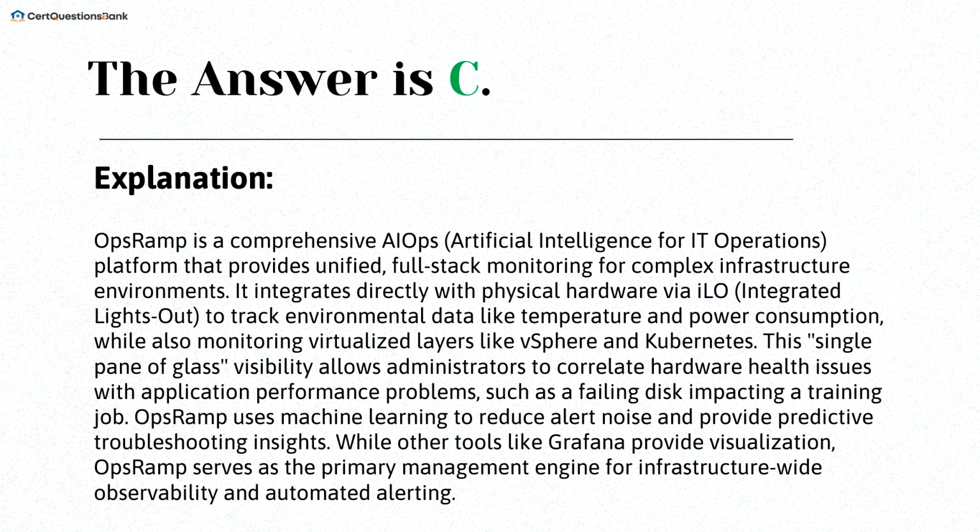This single pane of glass visibility allows administrators to correlate hardware health issues with application performance problems, such as a failing disk impacting a training job. OpsRamp uses machine learning to reduce alert noise and provide predictive troubleshooting insights. While other tools like Grafana provide visualization, OpsRamp serves as the primary management engine for infrastructure-wide observability and automated alerting.